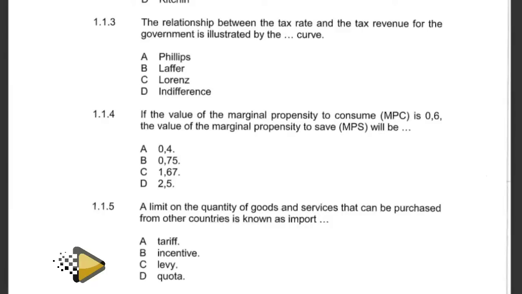Okay, right. So now moving on to 1.1.3, it reads as follows. The relationship between the tax rate and the tax revenue for the government is illustrated by the dash curve. So our appropriate answer in this regard is going to be B, which is the Laffer curve. Okay, right. So now moving on to 1.1.4, it reads as follows. If the value of the marginal propensity to consume is 0.6, then the value of the marginal propensity to save will be dash.